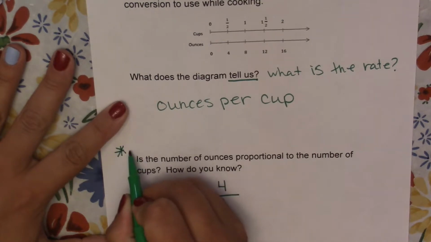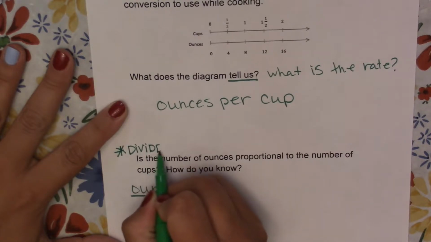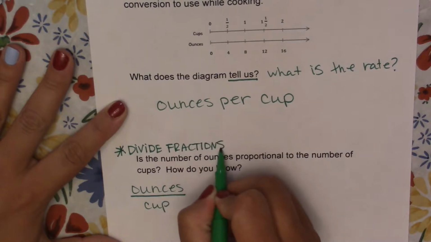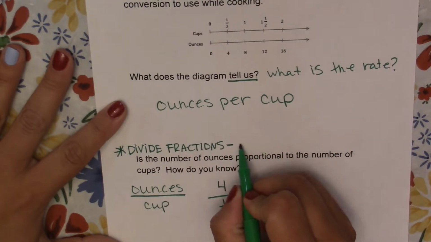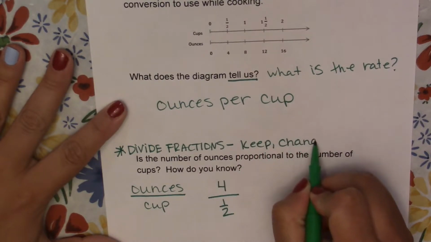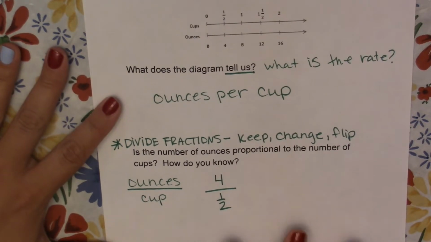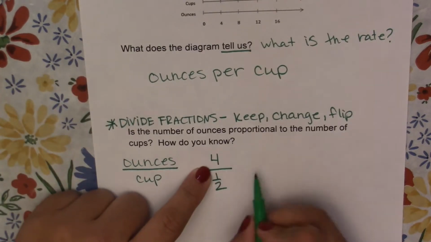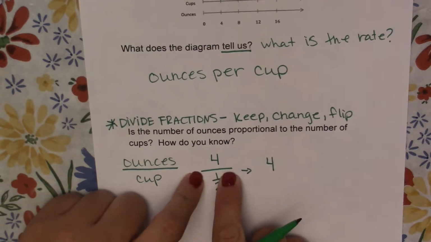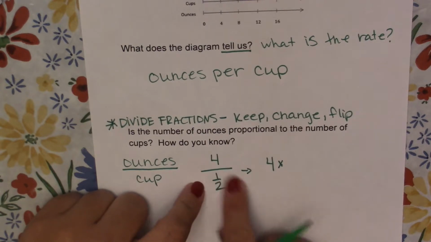So right here. So to divide fractions, we refer to it as keep, change, flip to help us remember. So we keep the top number the same. So I'm going to rewrite this problem. Keep the top number the same. We change division to multiplication, and then we take the bottom and we flip it upside down.